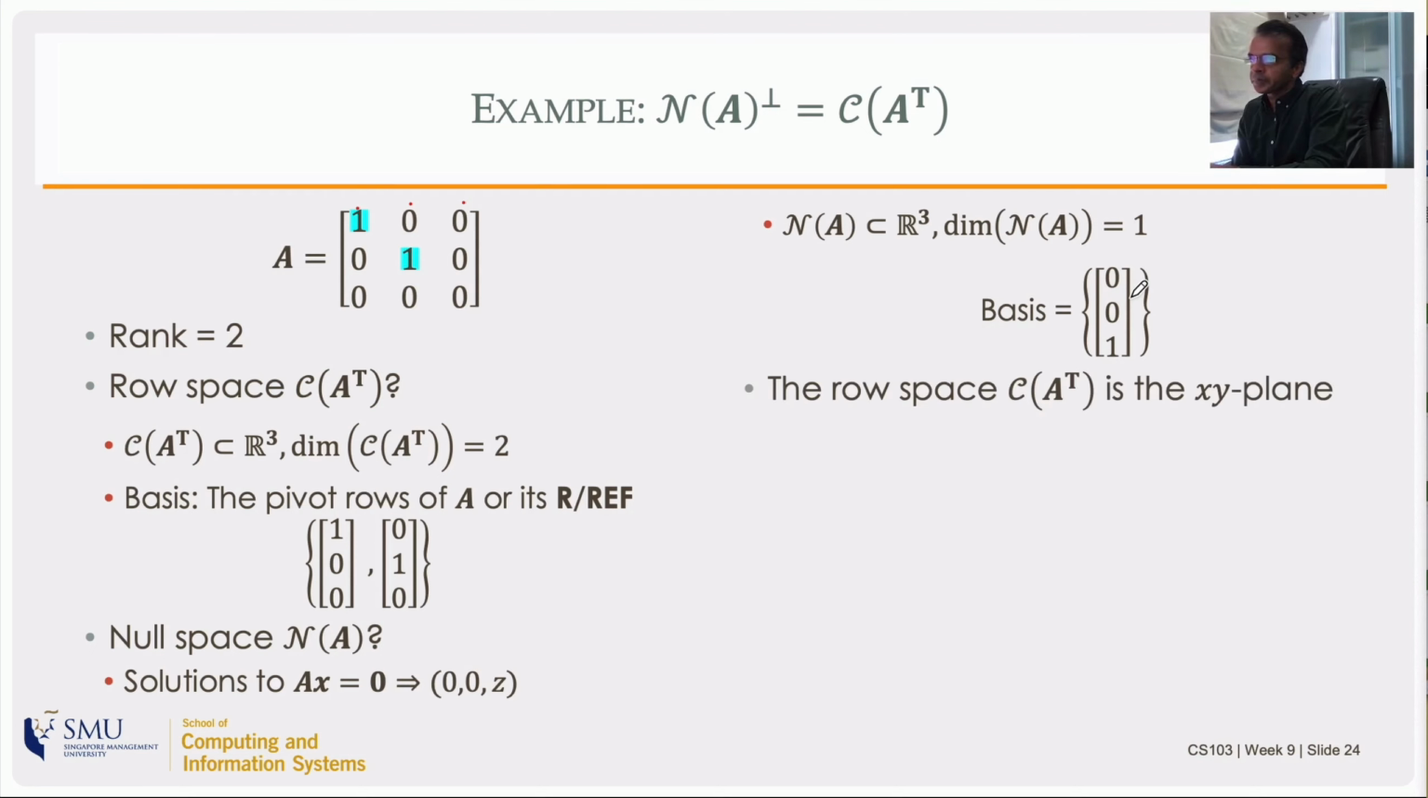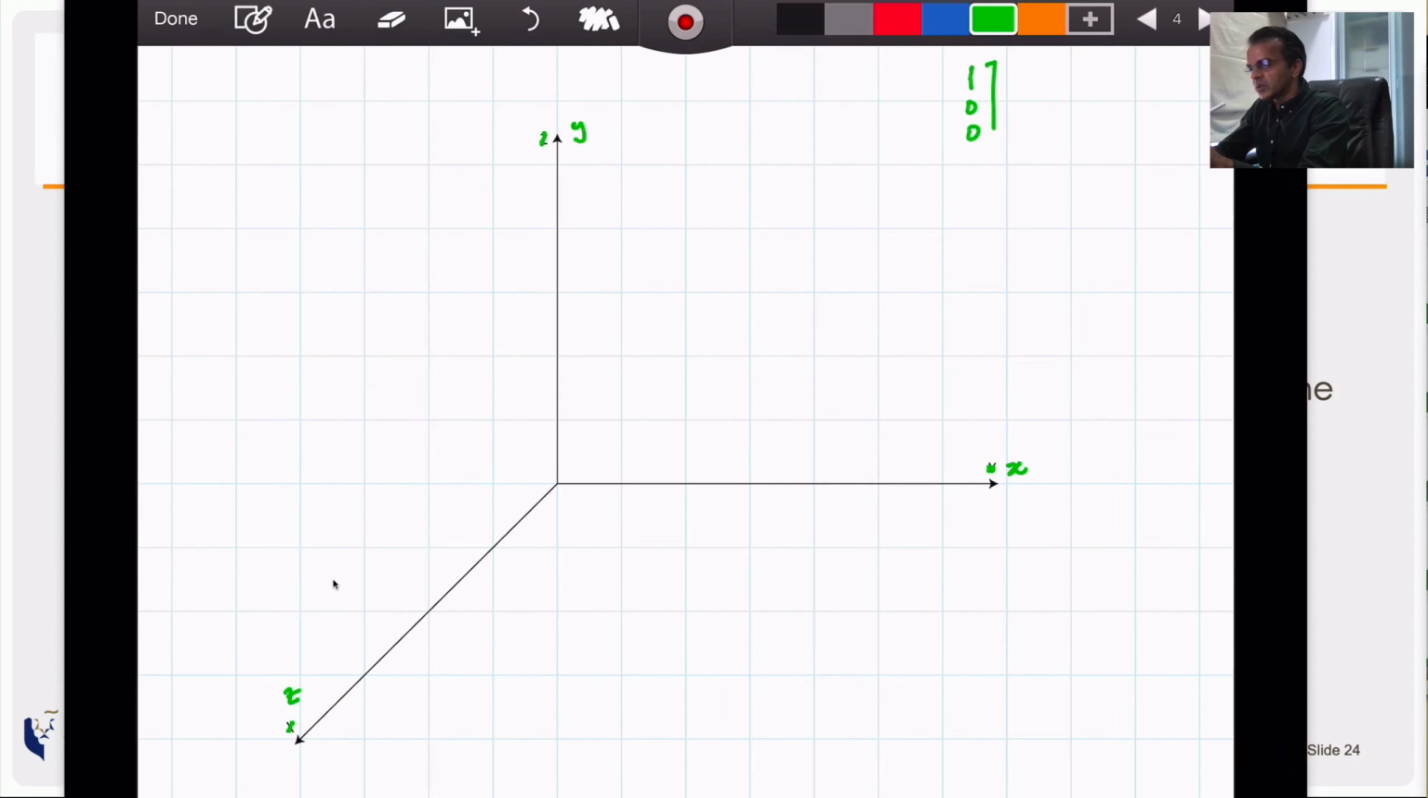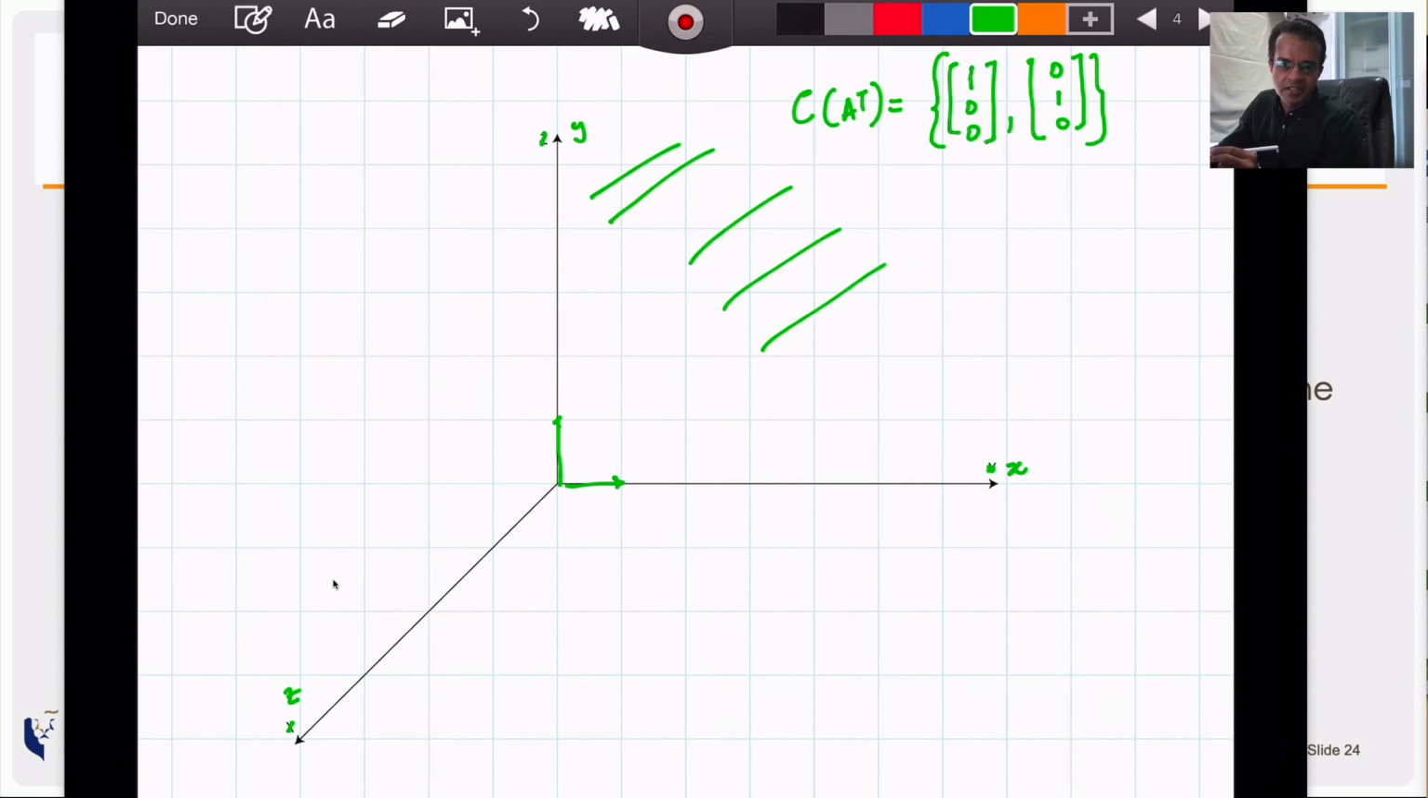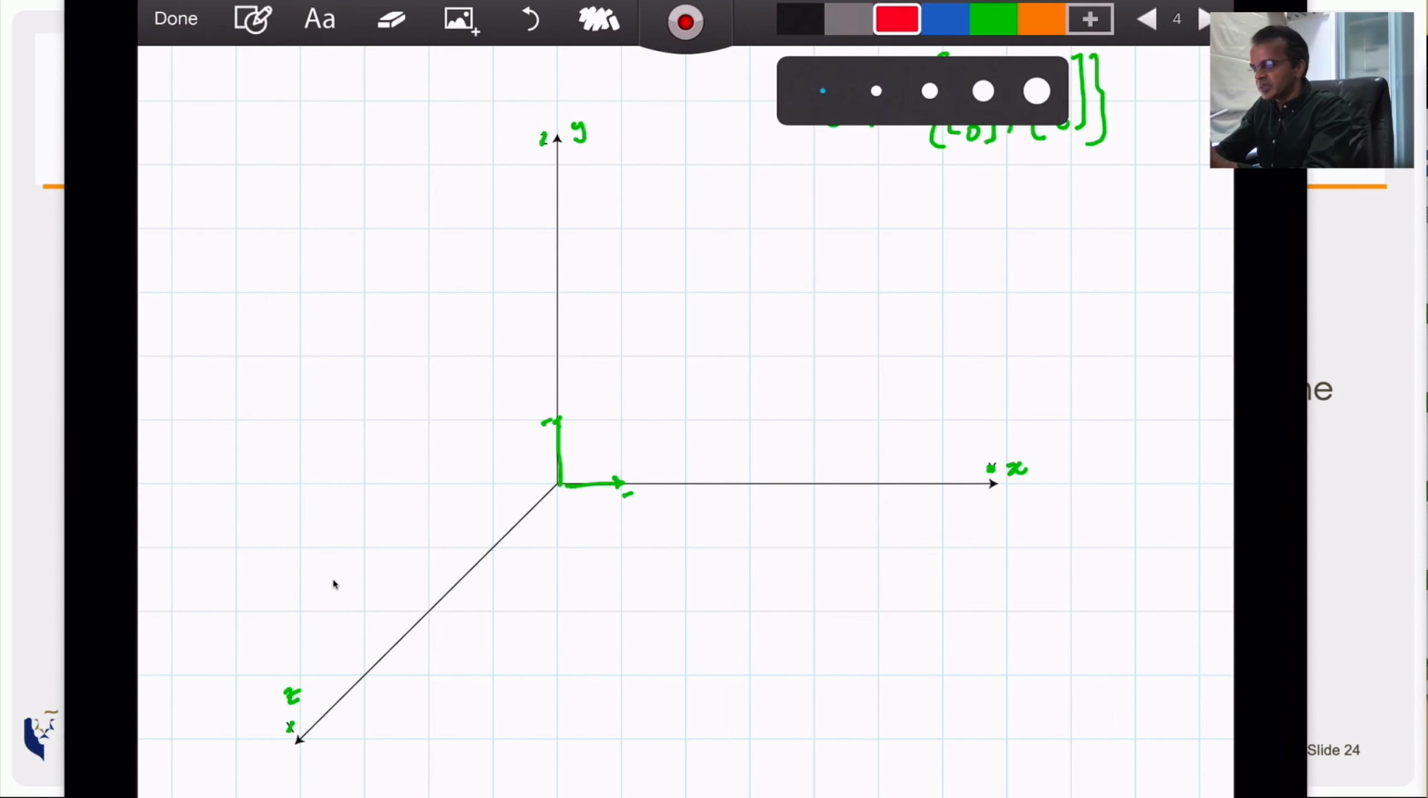What is the basis for the row space? It is 1, 0, 0 and 0, 1, 0. If you think about it in coordinate space, what are the linear combinations of those two guys in a normal XYZ space? 1, 0, 0 is a vector here, that is my x-axis, and 0, 1, 0, that is my y-axis, and my row space C of A transpose had the basis these two vectors. So my row space is all of this plane, all possible linear combinations of these. I said the null space had the basis 0, 0, 1.